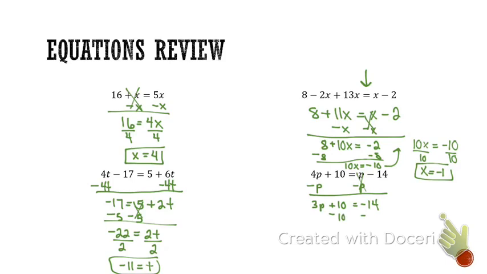Subtract 10 to the other side. 3p equals, same sign, add and keep, negative 24. Last step, divide both sides by 3, and p equals negative 8.